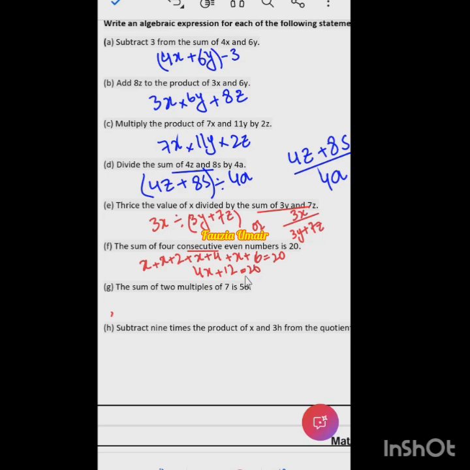So the next is the similar one. The sum of two multiples of 7 is 56. So 7x plus 7y.